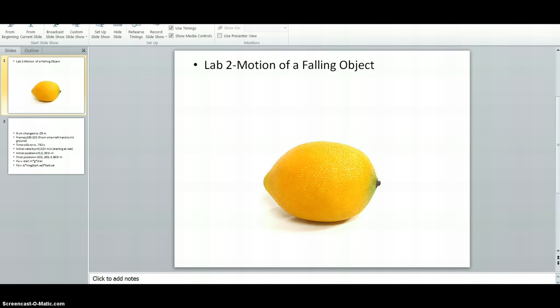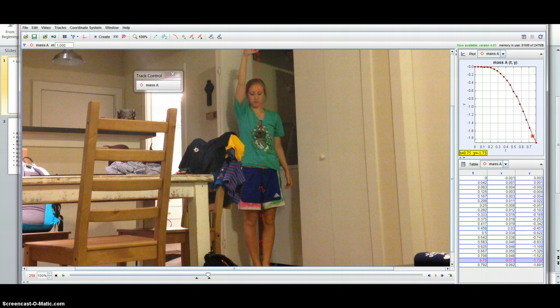We are to model the effect knowing that the drag force is in the direction opposite of the direction of the object's motion. In this lab, I used a fake lemon to drop. It's hollow on the inside, so it's very light and weighs less than a small rock would. I took a video of myself dropping the lemon and uploaded it to Tracker.